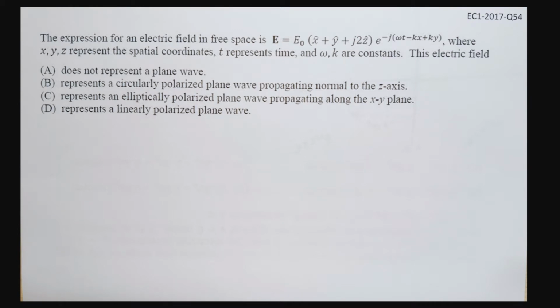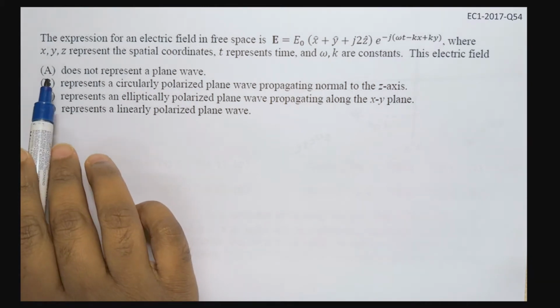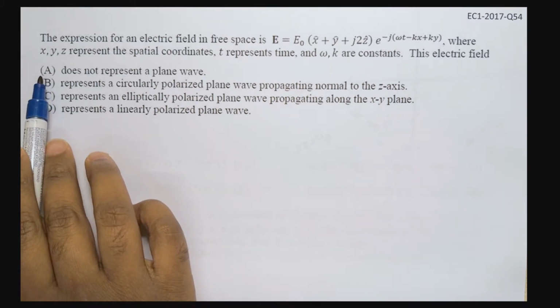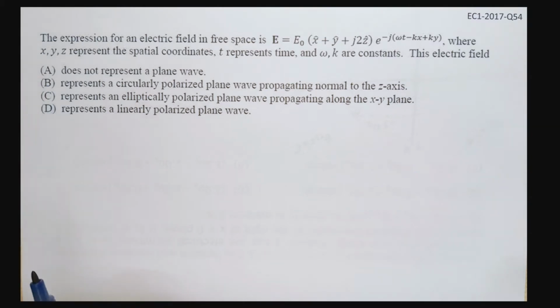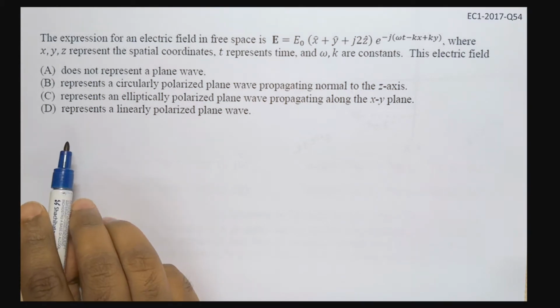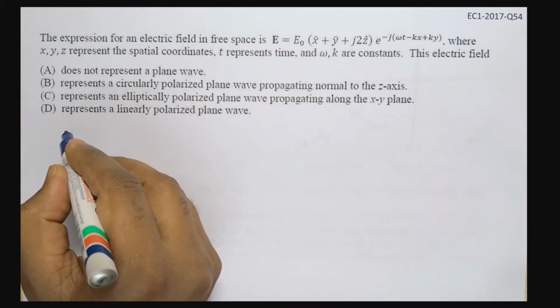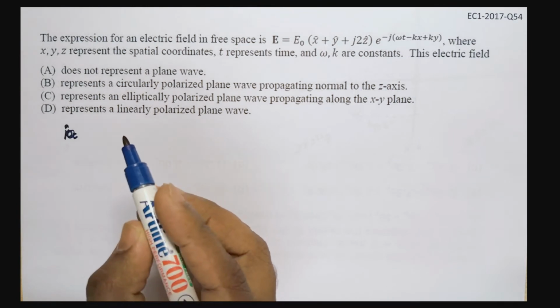So once we want to find the right option here, and when we look at the options, the first thing is to make sure that this is indeed a plane wave, and then we can cross out the first option. So in order to find whether this is a plane wave or not, we have to first write down the propagation. The k vector gives the direction of propagation.